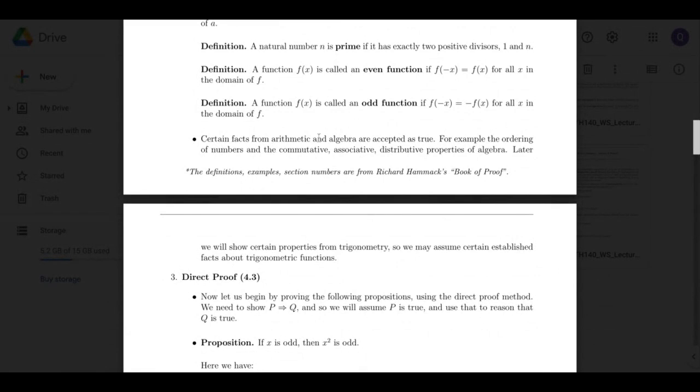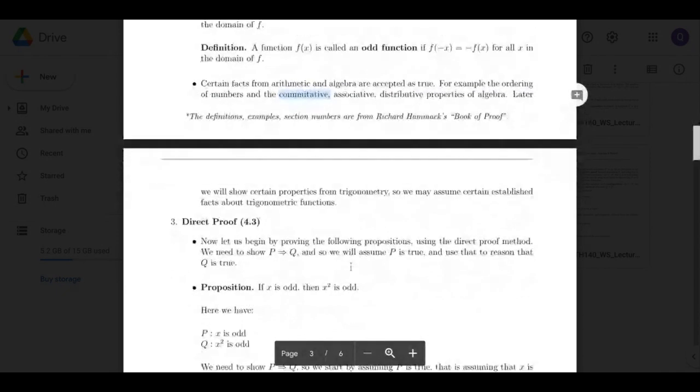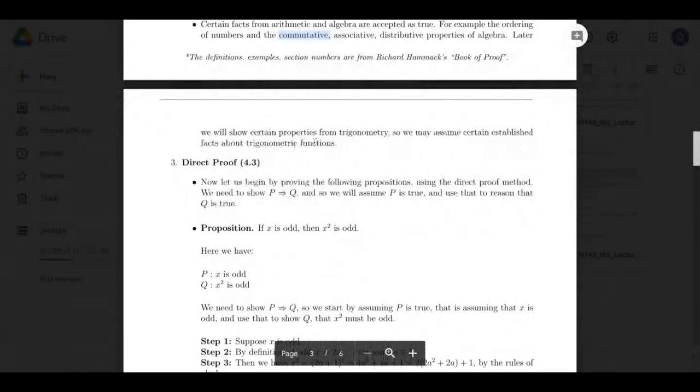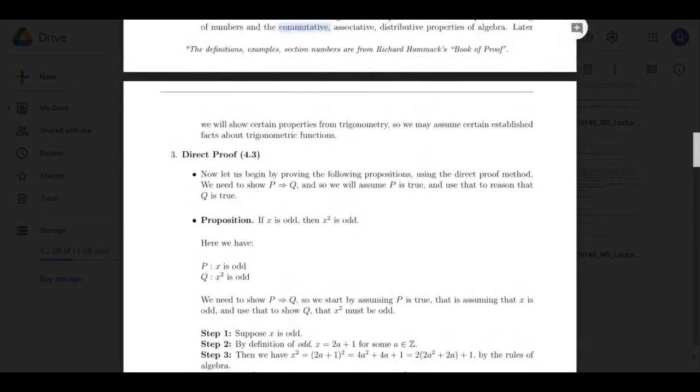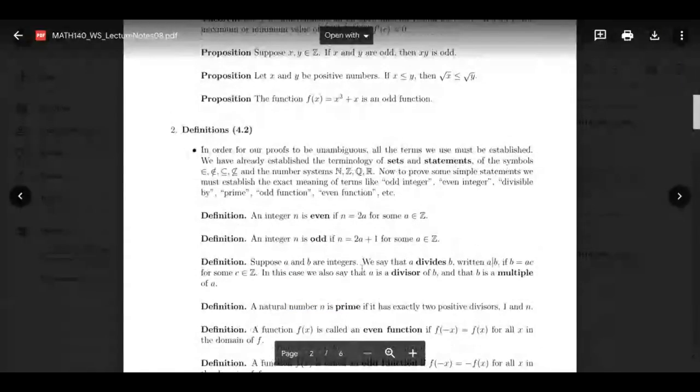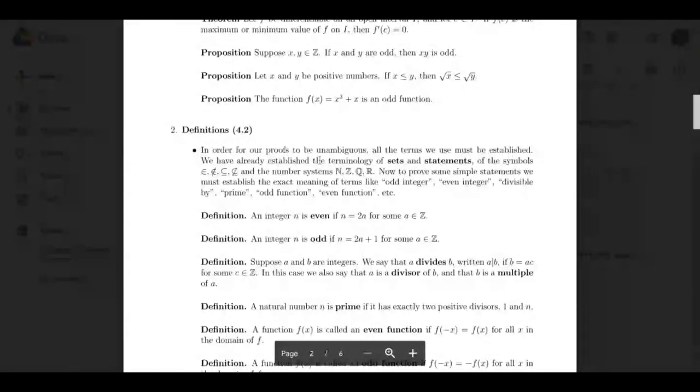Certain facts from arithmetic and algebra are accepted as true, which means we take them for granted, right? For example, the ordering of numbers and the commutative, associative, and distributive properties of algebra. Later, we will show certain properties from terminology. So we may assume certain established facts about trigonometric functions. This is about making definitions, and definitions have to make sense.